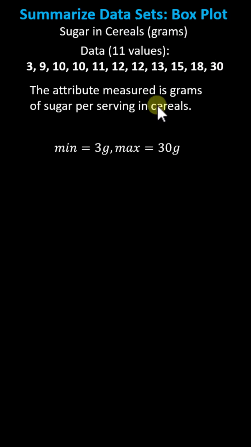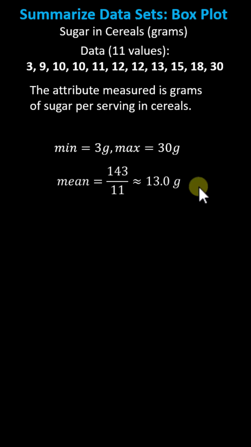Recall the mean is the sum of the data divided by the number of data values. In this case, the sum of the data is 143. There are 11 data values. The mean is approximately 13.0 grams. Recall the mean is one measure of center.